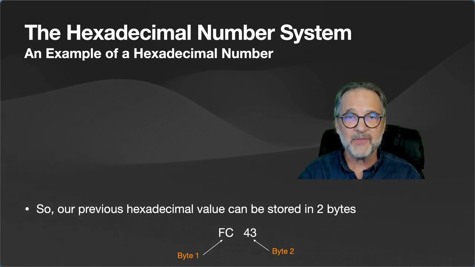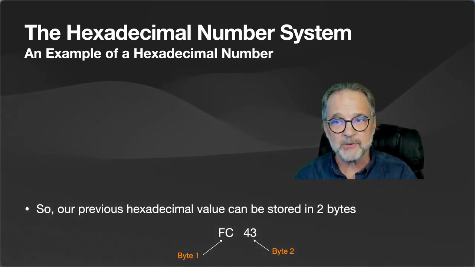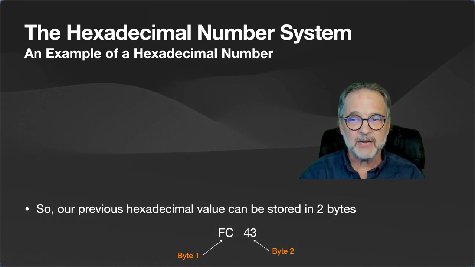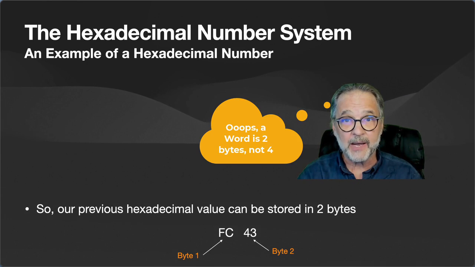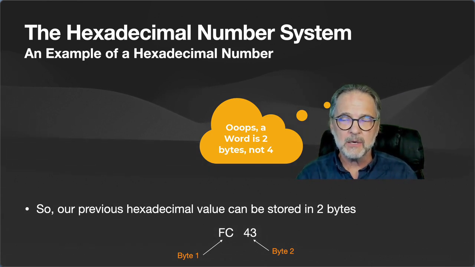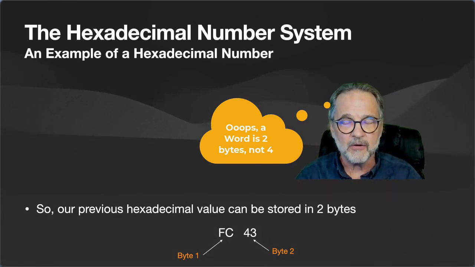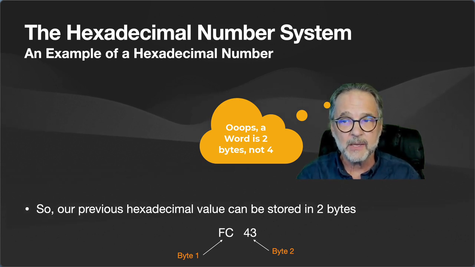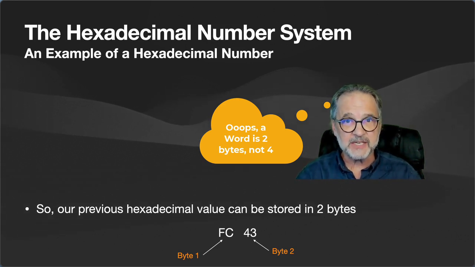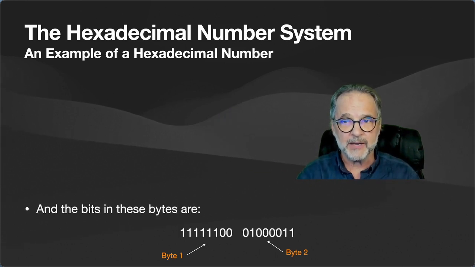So in this case, we've got byte 1 on the left and byte 2 on the right. We've got FC and 43. So this would be a word, a 4-byte word, if you watched our size of variables, integer variables, I believe, that video. So that previous FC43 can be stored in 2 bytes.